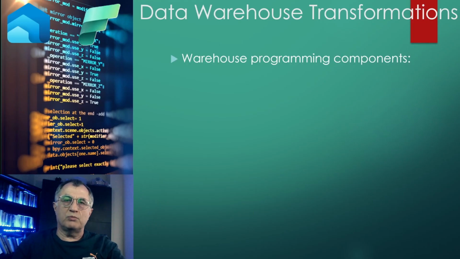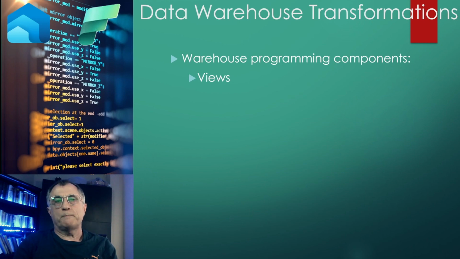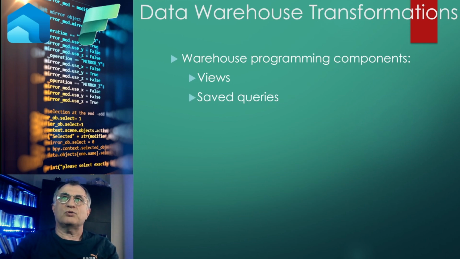So there are a few common ways of storing and executing your queries in warehouse. One of these options is views. You can create any read query and store it in the database by assigning a name. And you can refer to them from your interactive queries or other views. So you can have nested views. Another similar option is saved queries, although saved queries are mostly useful for interactive query execution.